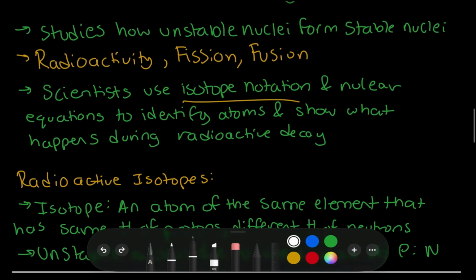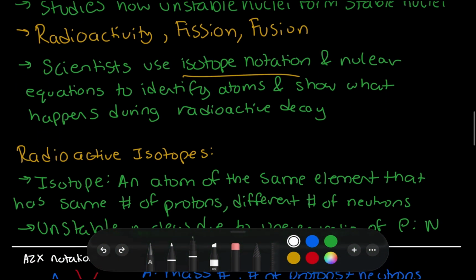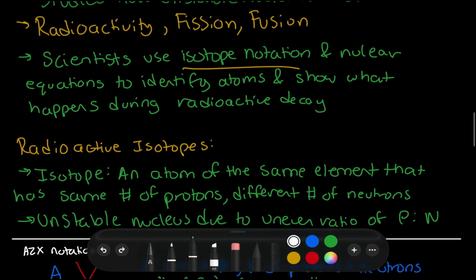So what is an isotope in the first place? Well, an isotope, or radioactive isotopes, is an atom of the same element that has the same number of protons but a different number of neutrons. And these types of isotopes tend to have an unstable nucleus due to the uneven ratio of protons to neutrons.